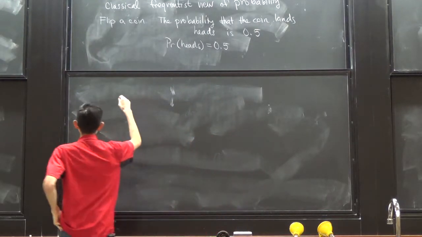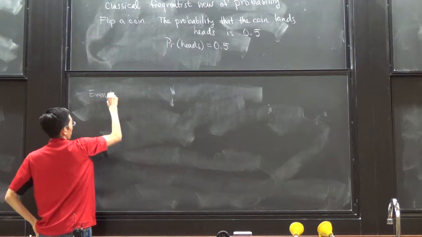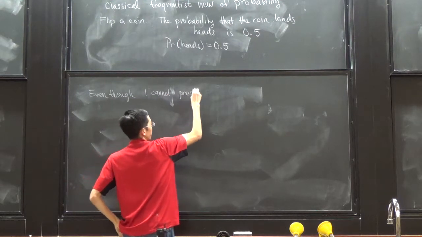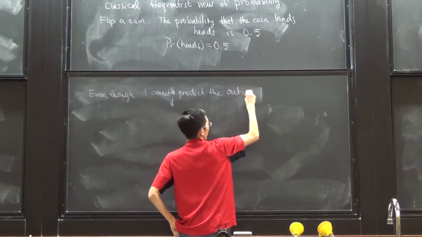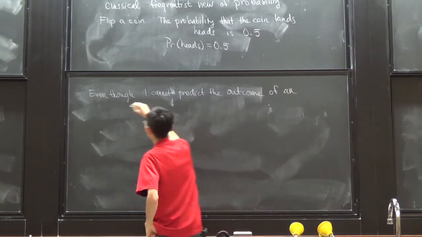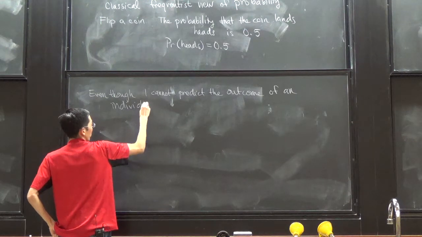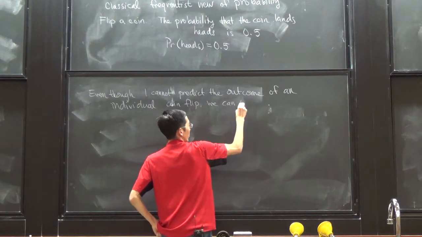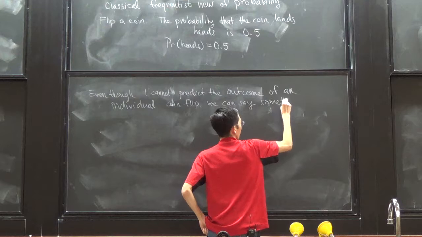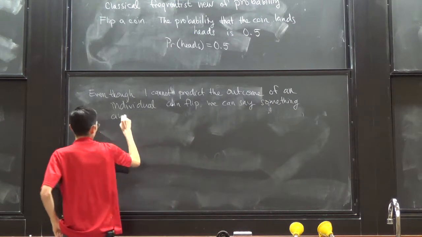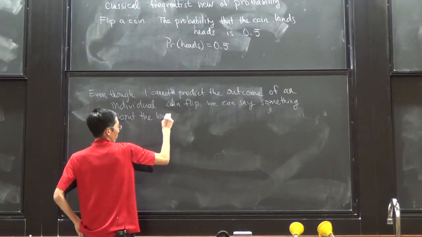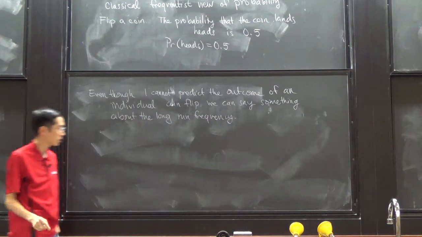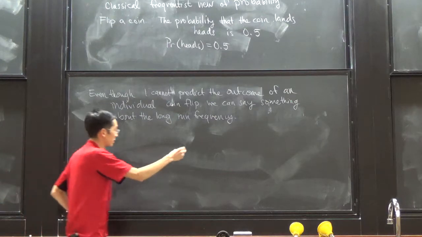So even though I cannot predict any single flip, it's about the long run frequency, or long run relative frequency, I should say.